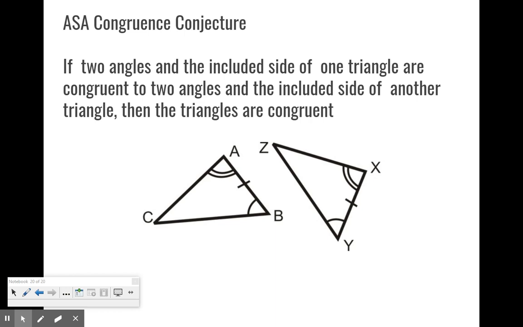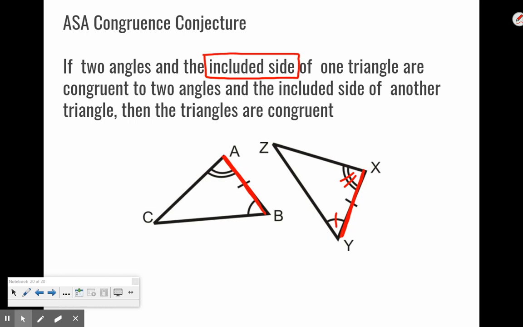All right, another congruent shortcut that works. If we have two angles and the included side, so kind of like the opposite of what we just talked about, the included side this time, then the triangles are congruent to each other. Notice that the side is in between those two congruent angles.